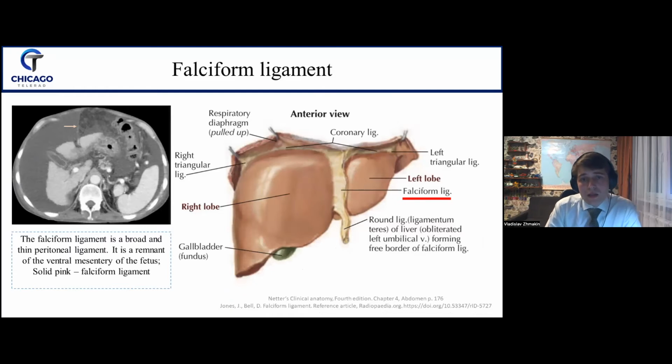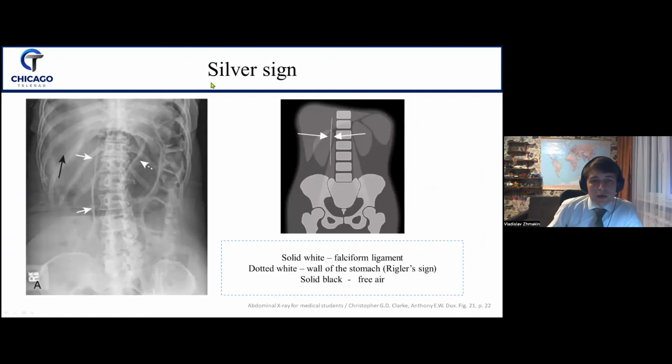Another sign needs a little bit of words before. So the falciform ligament, I want to remind, goes from the anterior surface of the liver, as also on this axial CT scan, from the liver to the anterior abdominal wall. And that's why we see the so-called silver sign or falciform ligament sign on the abdominal plain film when the falciform ligament is surrounded by free air. So falciform has high density, air has low density. That's why we see the falciform ligament. And this is a diagrammatic representation of what we should see here.